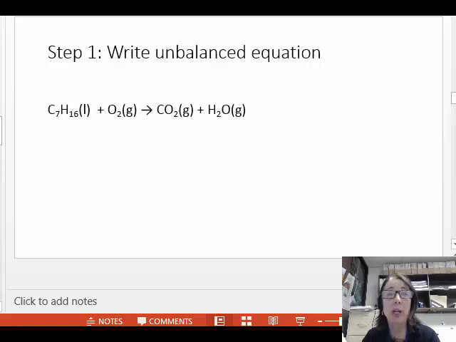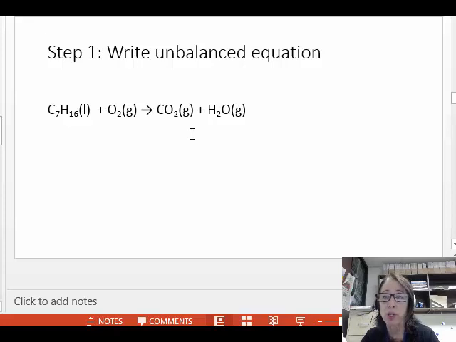First, we write out the unbalanced equation. We know that combustion means reaction with oxygen, so heptane and oxygen are the reactants. We also know to assume that the amount of oxygen is sufficient to form carbon dioxide, and water also forms.